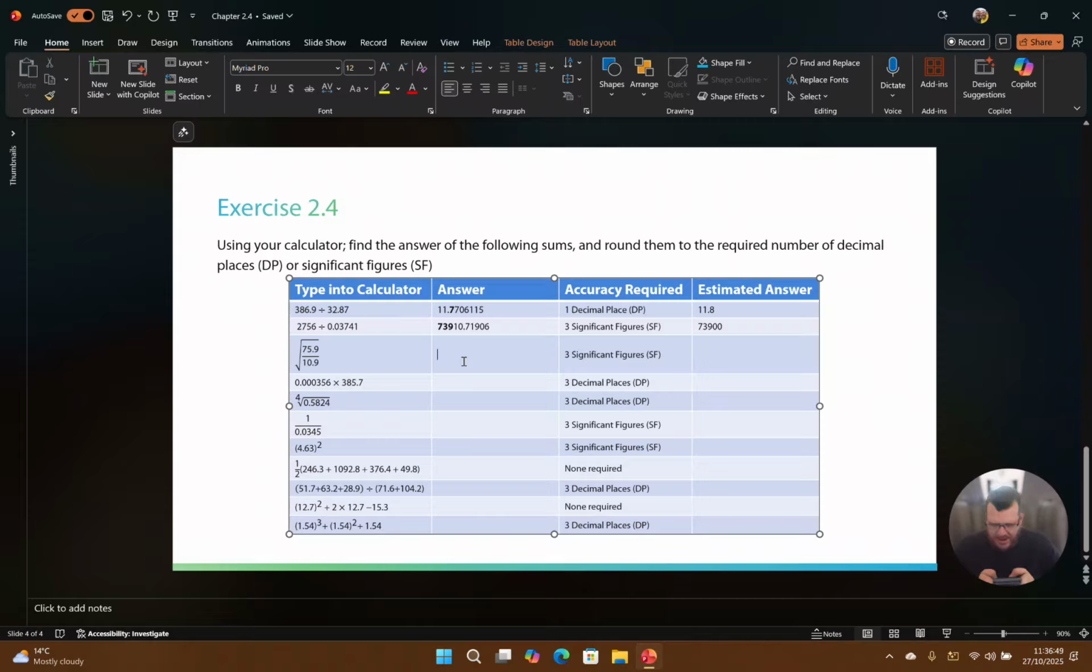Next, we are looking at... Didn't realise you could do that. Look what I've done there. The square root of 75.9 over 10.9. I wonder what that would give me. Yeah. That's what the answer is. I shall write that down quickly.